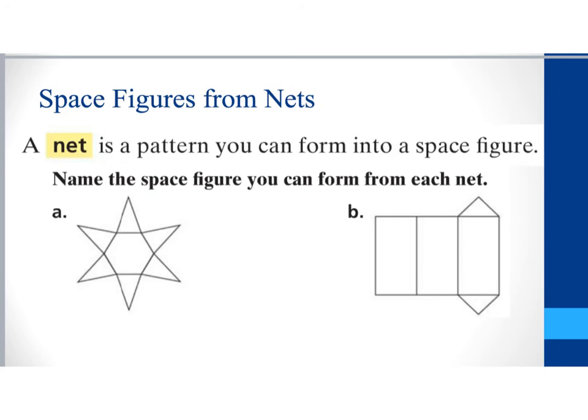So when you have to name one of these, what I do is I always try to identify the base, and then I think it makes it easier to name it. Like in part A here, I notice right away that we have a base because all those sides are connected there. And my base is a hexagon. And then I have all these little triangles that are connecting to it. If I were to fold these triangles up along these lines here, that's going to allow all those triangles to come up to a point. Once they come to a point, I know that I have a type of pyramid. And because I have a base that's a hexagon, I will have a hexagonal pyramid.